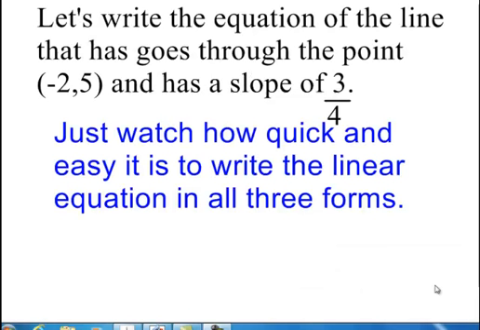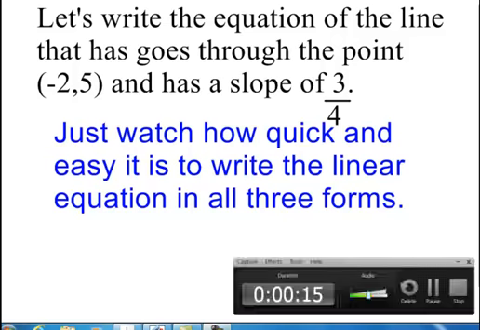So this time, let's try writing the equation of the line that goes through the point -2, 5 and has a slope of 3 over 4. Just watch how quick and easy it is to write the linear equation in all 3 forms, when you know all the neat tricks. Yeah, let's do it.